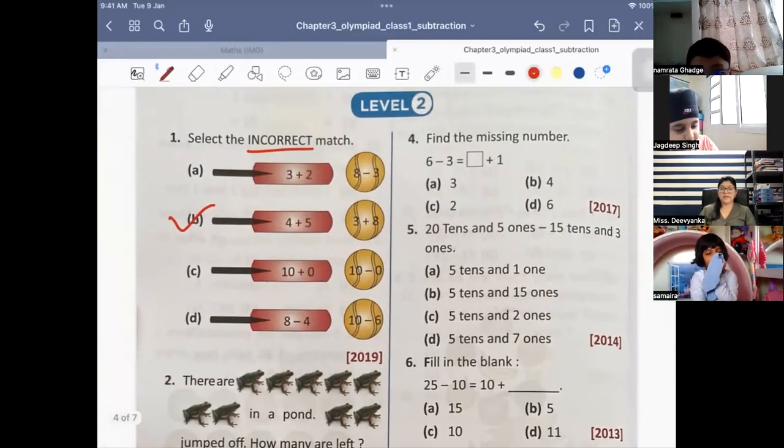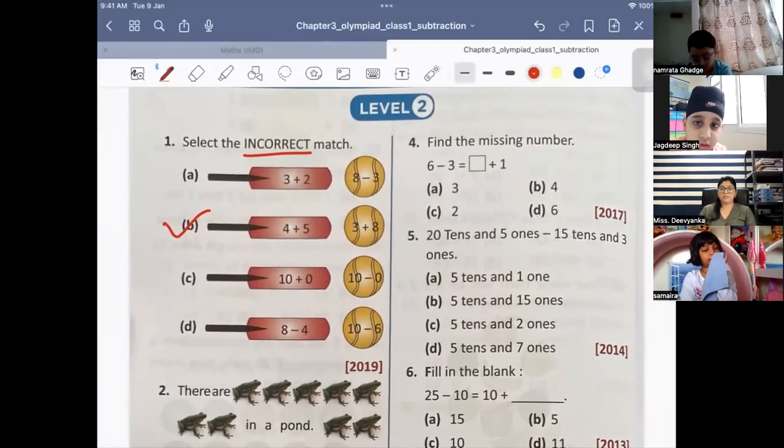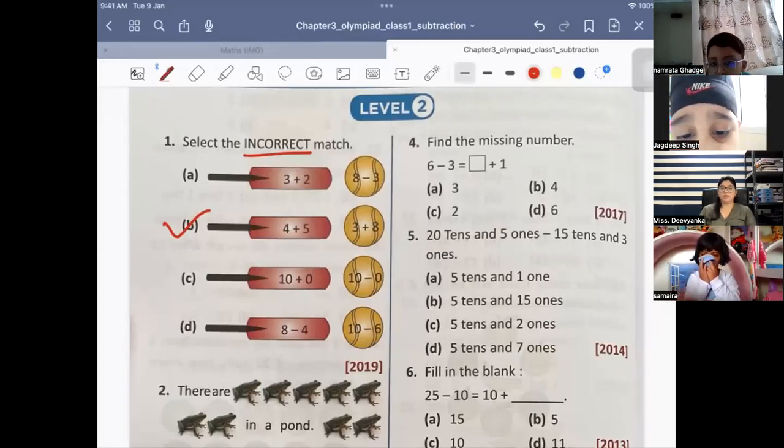Let's go to question 4. Now find the missing number. Are you able to see question 4, darling? Yes, ma'am. Move the screen a little? Yes, I can see. So 6 minus 3 is equal to dash plus 1.